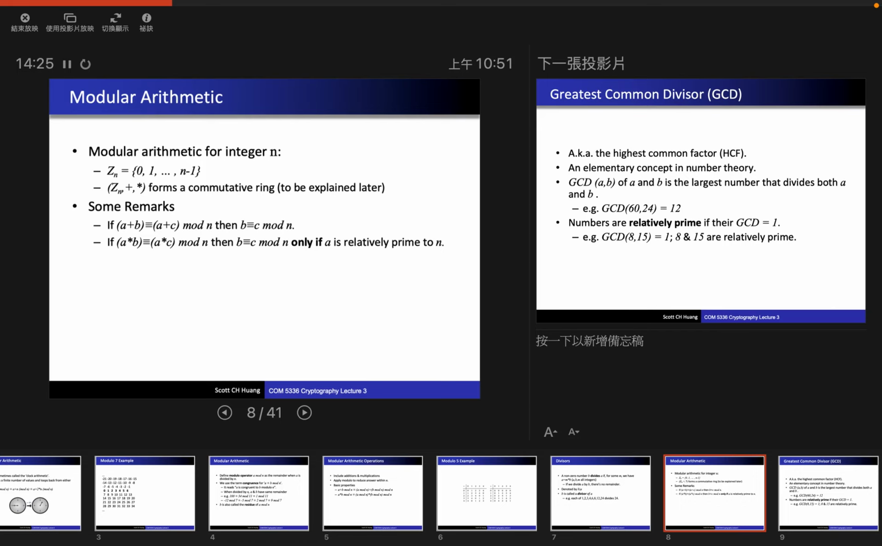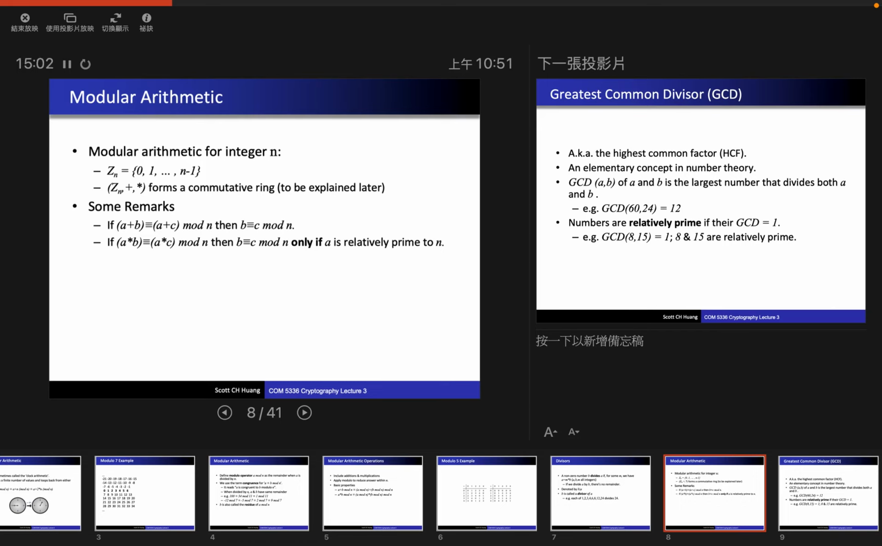But for multiplication, it follows a different rule. Sometimes you can do this, but sometimes you can't. In our ordinary integer arithmetic, if A is 0, then we cannot do the division, because nobody can divide by 0. But in this case, it's not just 0. Sometimes you have weird things.